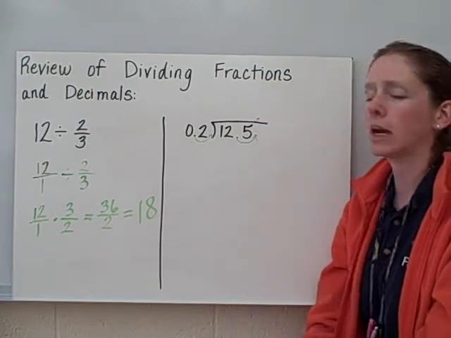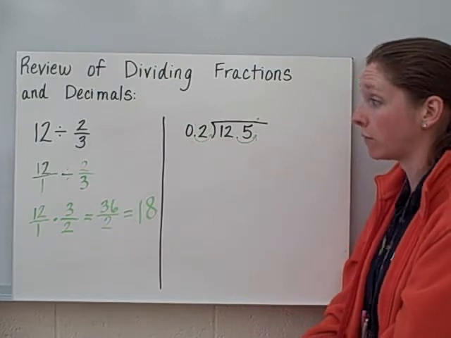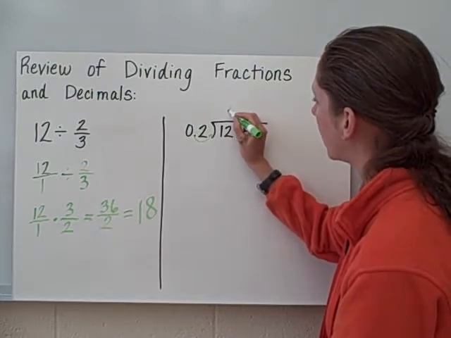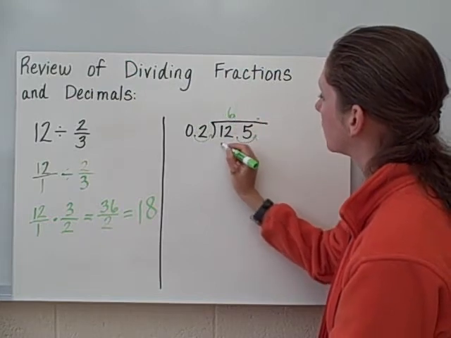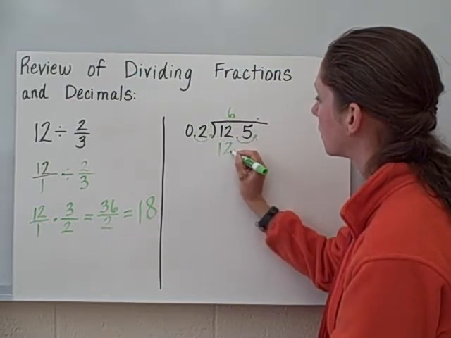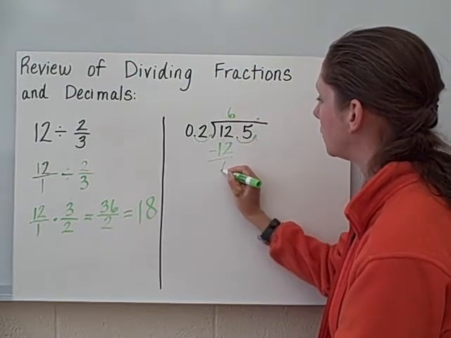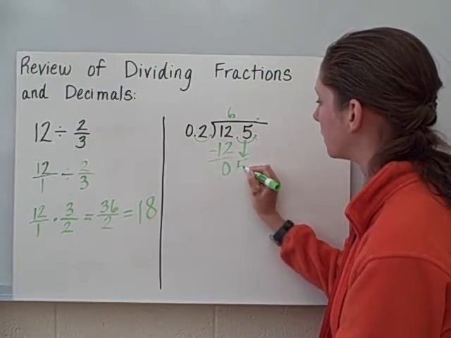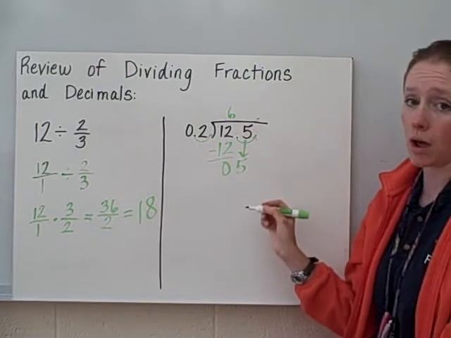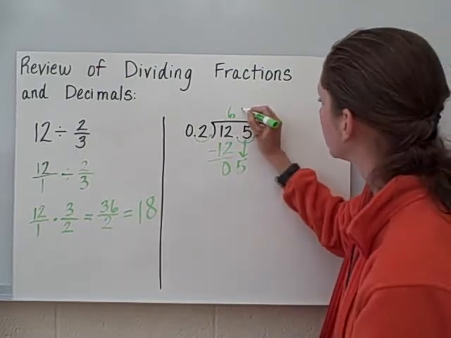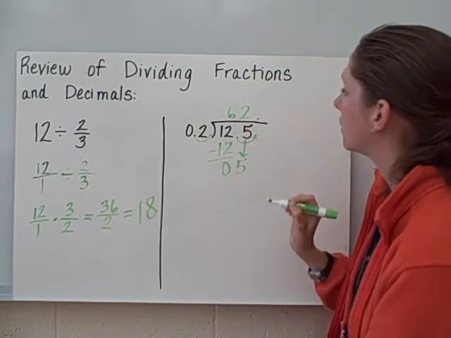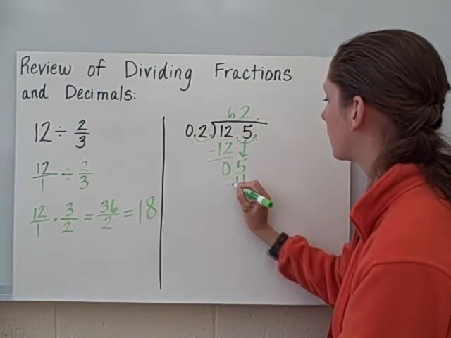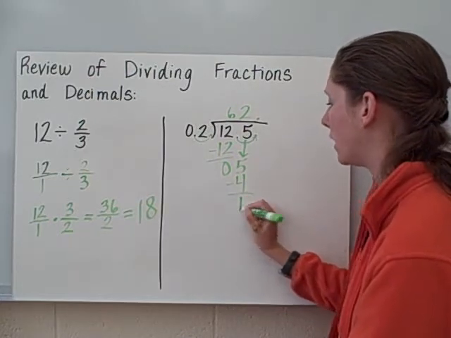Okay, now I can think about it as 2 into 125, which is a whole lot easier. 2 into 12 goes in 6 times. None left over, but I still have this 5 I've got to bring down. 2 into 5 goes in 2 times. So 2 times 2 is 4. And I've got a remainder of 1.